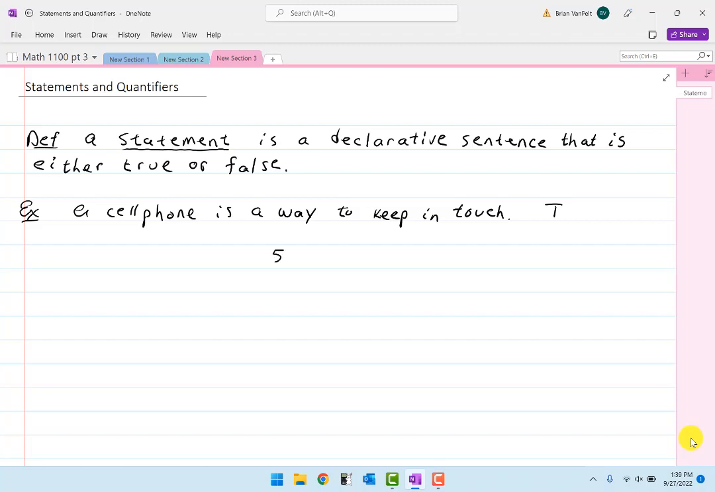For example, this is a perfectly good statement. In fact, it is a sentence, and it's a true sentence. On the other hand, while that sentence right there declares something, it is a false statement.